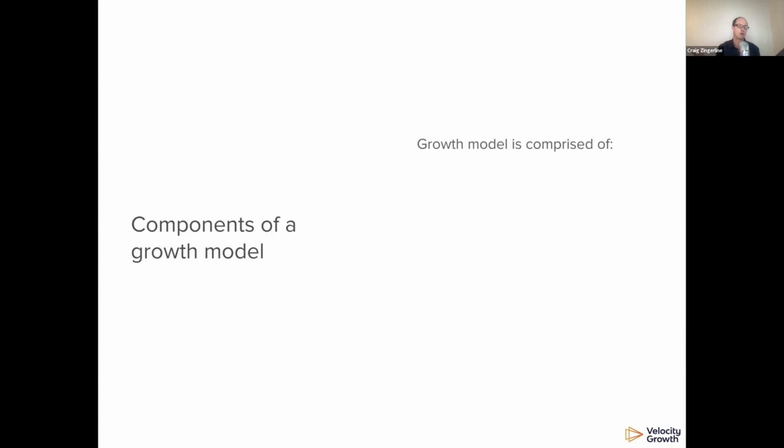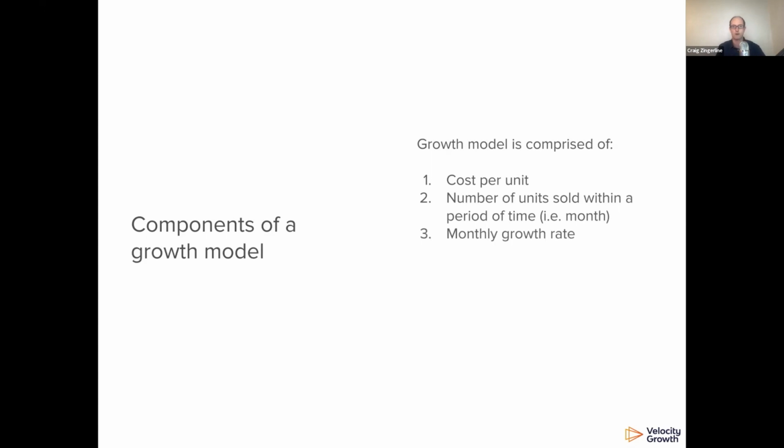So I always start with a fairly basic growth model. And what a growth model is, it consists of a cost per unit. So what is the thing that you're selling and how much does it cost? The number of things that you sell over a period of time. So if you're selling a widget for $4, well, how many of those do you have to sell within a month to actually hit your metrics? How quickly are you growing month over month?